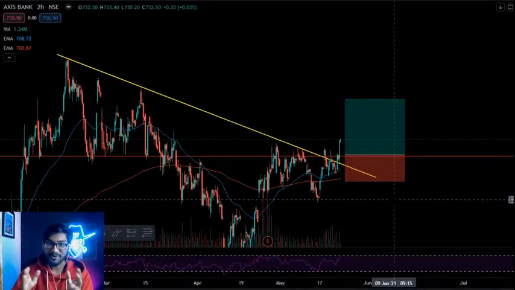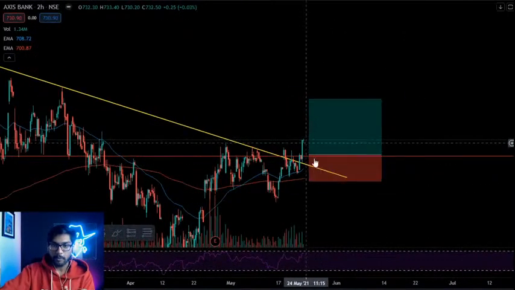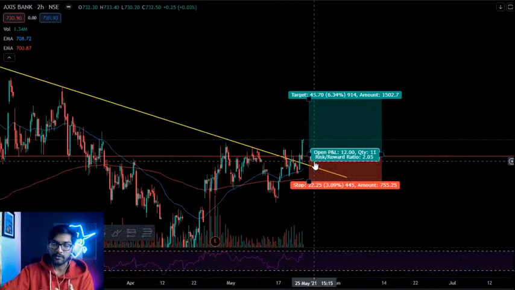And answering your question properly, you don't enter into a breakout right when it breaks. You have to wait for a pullback. So as soon as it breaks, just like this example, we're going to wait for a pullback and then we're going to enter into that trade.